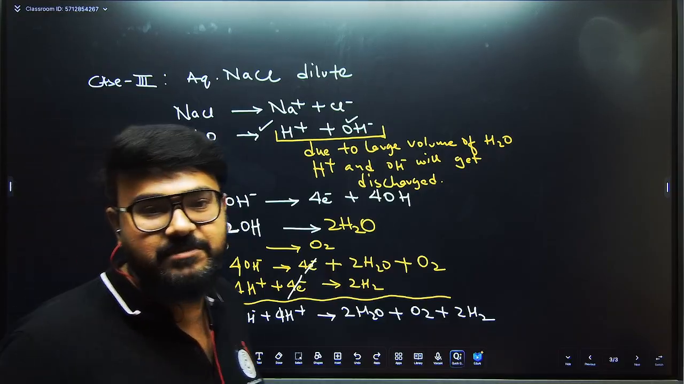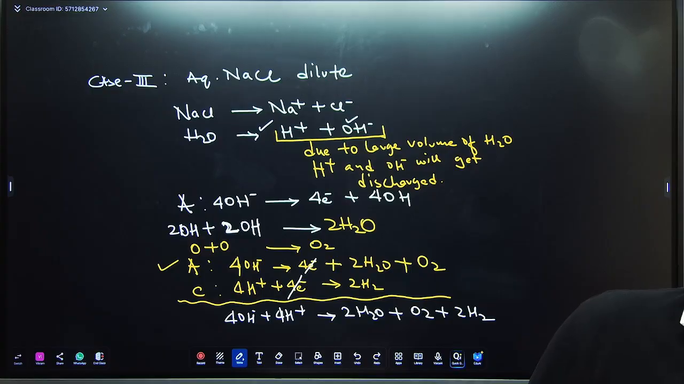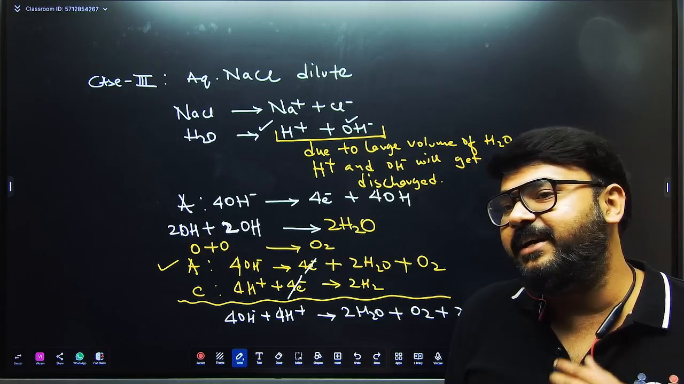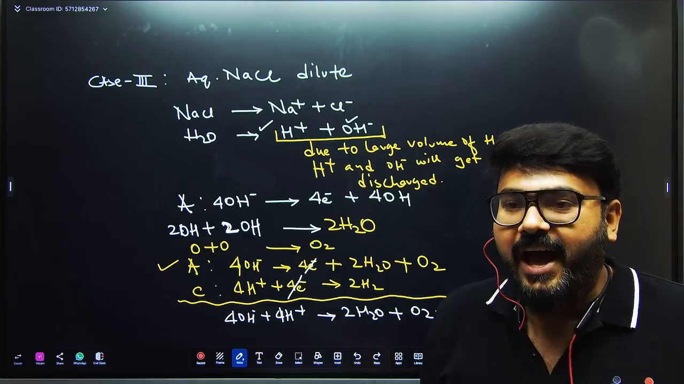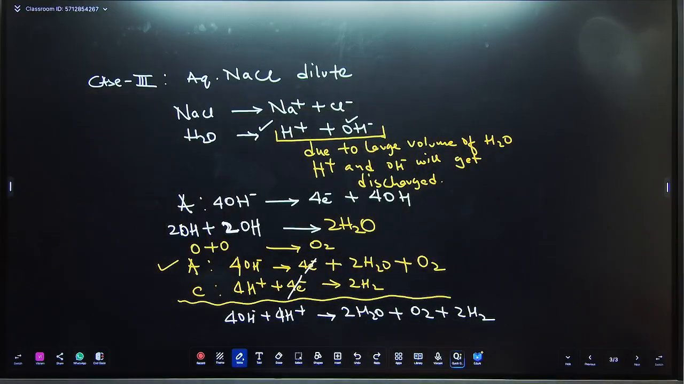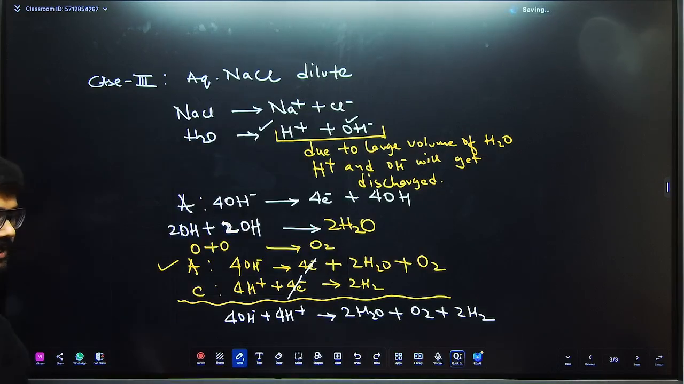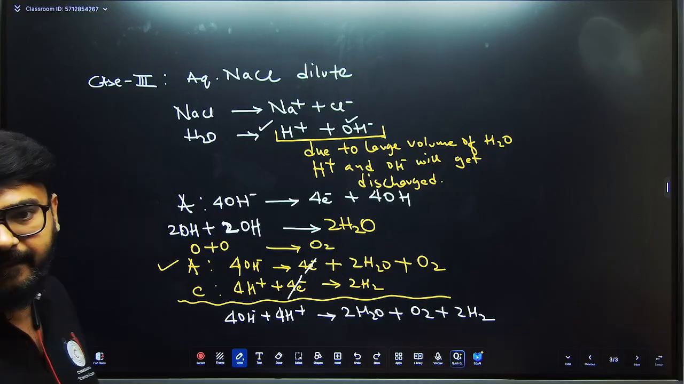So just from changing from molten to aqueous, concentrated, something else came. And when concentrated was made dilute, something else happened, right? Now, case number four. Write it down. Is everyone's done? Should we go to case four?